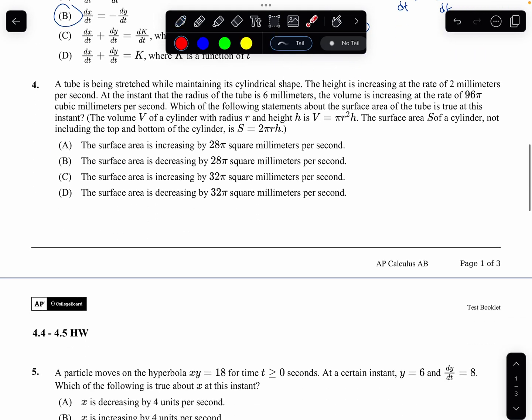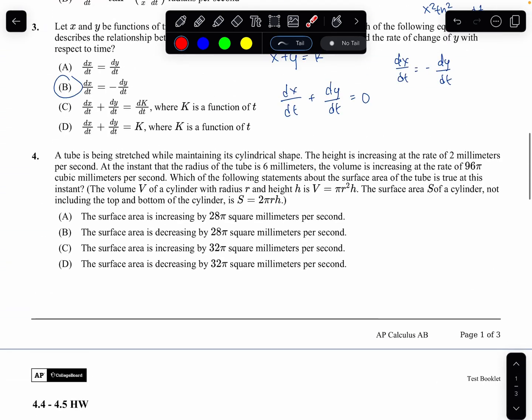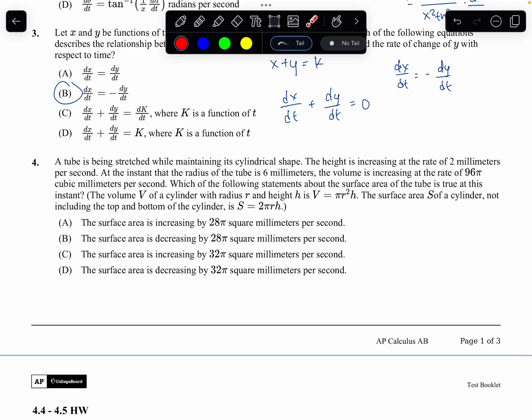Okay, now we're getting into some story problems here. We'll have about 2 of those, so this one and then there's one more. It says a tube is being stretched while maintaining its cylindrical shape. The height is increasing at a rate of 2 millimeters per second. At the instant that the radius of the tube is 6 millimeters, the volume is increasing at a rate of 96 pi cubic millimeters per second. Now, this right here, at the instant that the radius of the tube is 6 millimeters, it's not too explicit, but that is indicating that the radius is also changing. So the height, the radius, and the volume are all changing with respect to time.